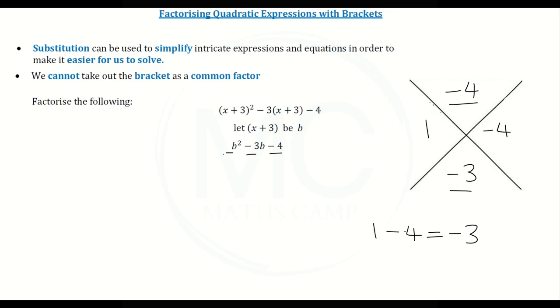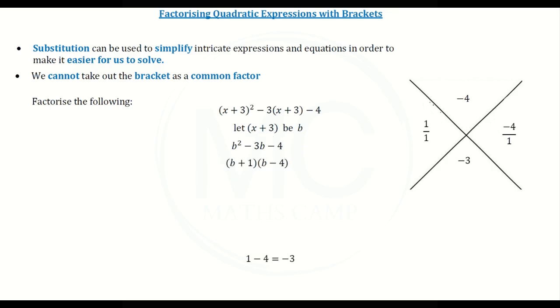The coefficient of b squared is 1, so I can divide both factors by 1. Now I can fill in my bracket. The first fraction is 1 over 1, so I have 1b, which is simply b, plus 1. And the second fraction is negative 4 over 1, which becomes 1b, which is simply b, minus 4. And I've now factorized this expression over here. But remember, I don't want to factorize this expression. I want to factorize this one up here.